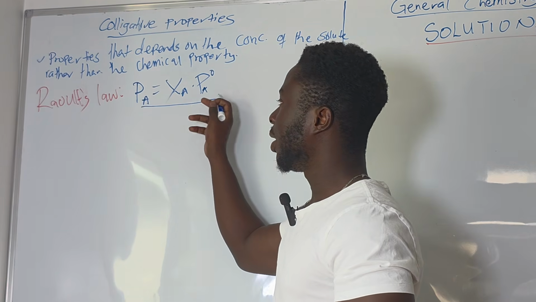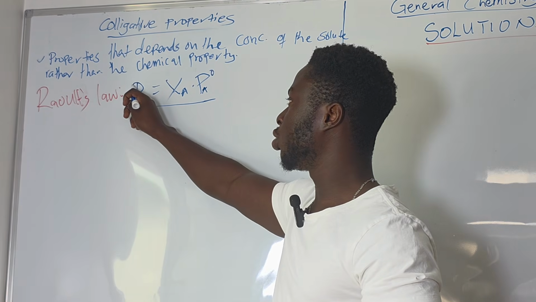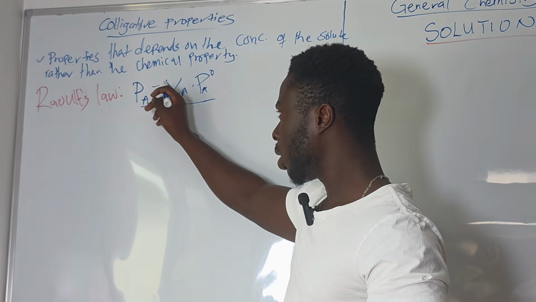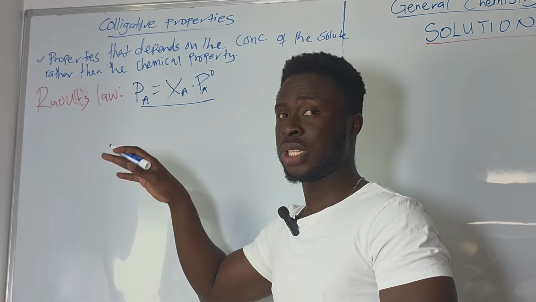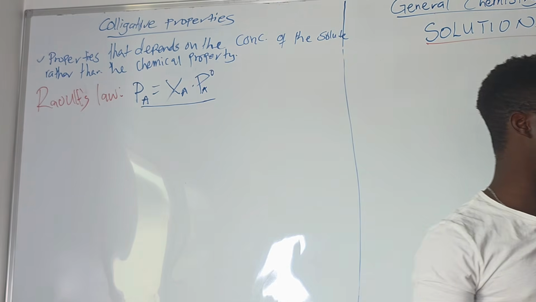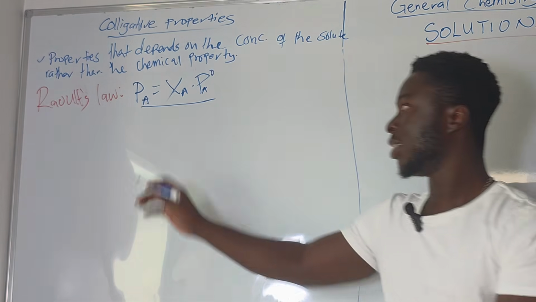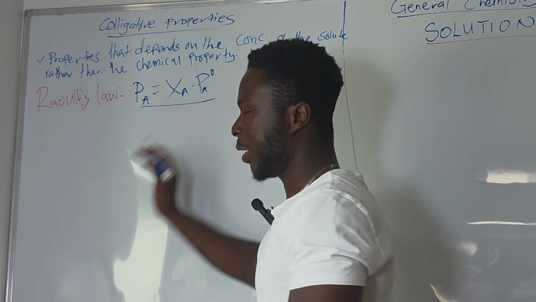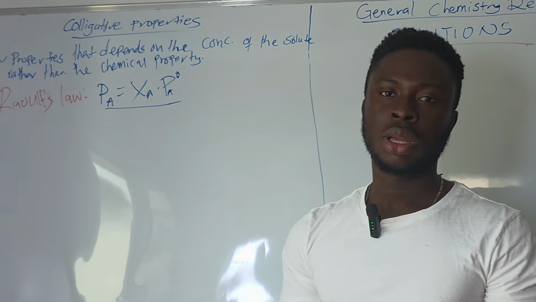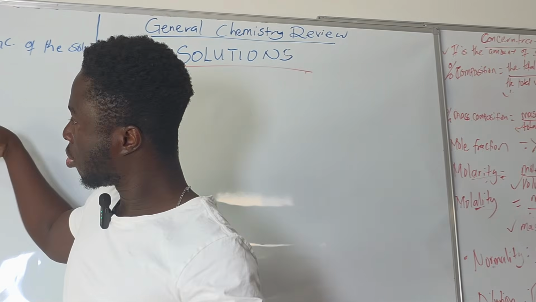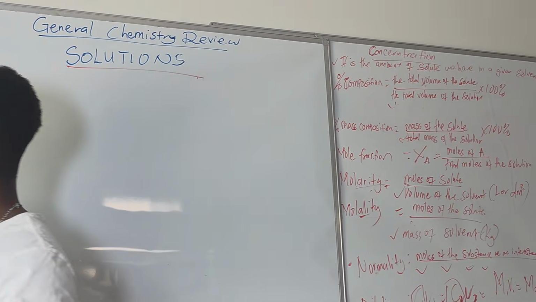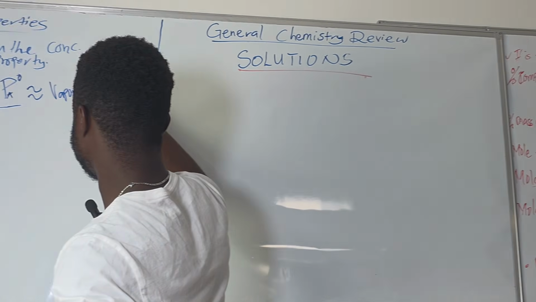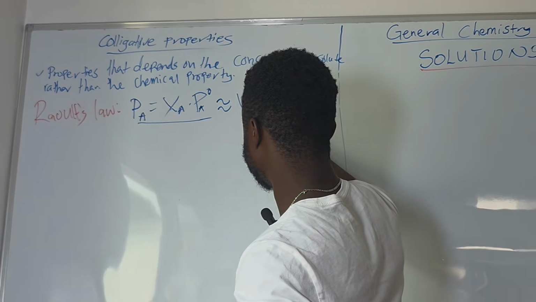So this right here is the Raoult's law formula. The vapor pressure of A is equal to the mole fraction of A in the entire solution, and we already said the mole fraction formula is right over here, multiplied by the partial pressure of A. That's Raoult's law. I'm not going to go into much detail on it. And this determines what we call the vapor pressure depression.